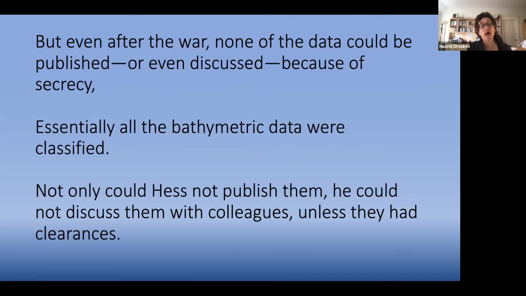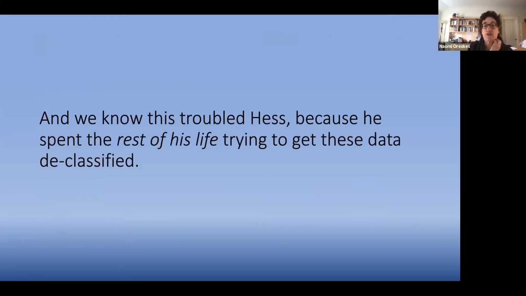But after the war, none of these data could be discussed. None of them could be published. They couldn't even be discussed because of secrecy, because essentially all the bathymetric data, with only a very few exceptions, were classified. And not only could Hess not publish on these data, he could not even discuss them with colleagues unless they had clearances. So he couldn't discuss with Vening Meinesz what he was now learning about the deep sea. And we know this troubled Hess because he spent the rest of his life trying to get these data declassified.